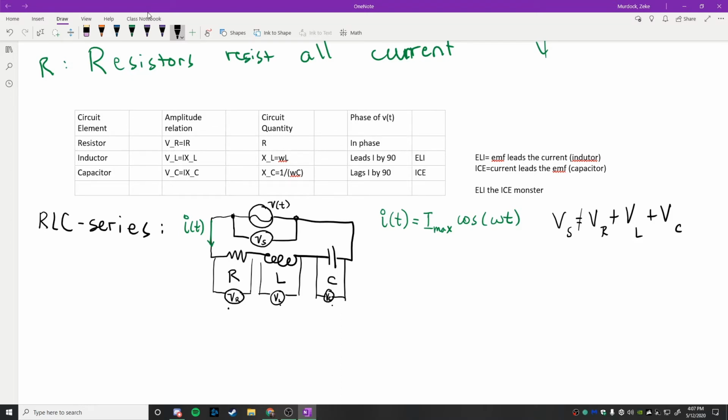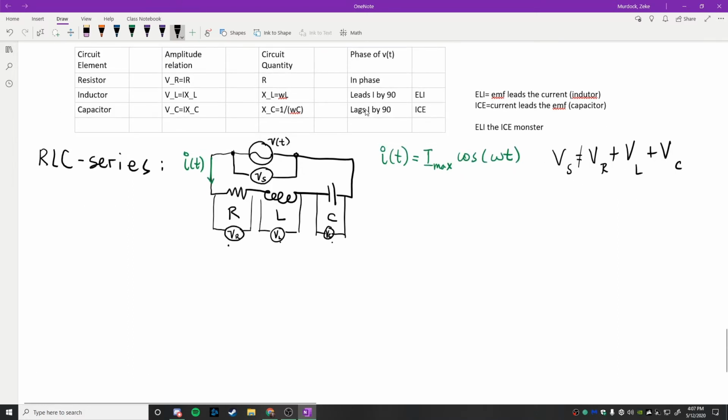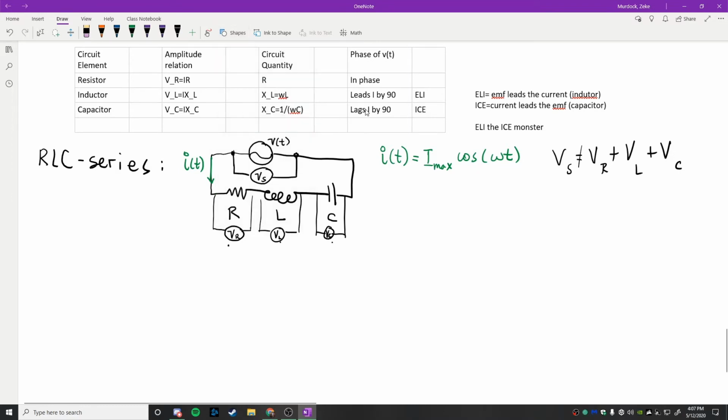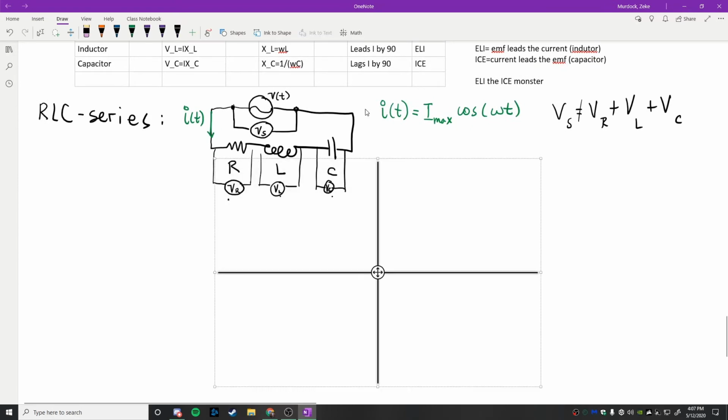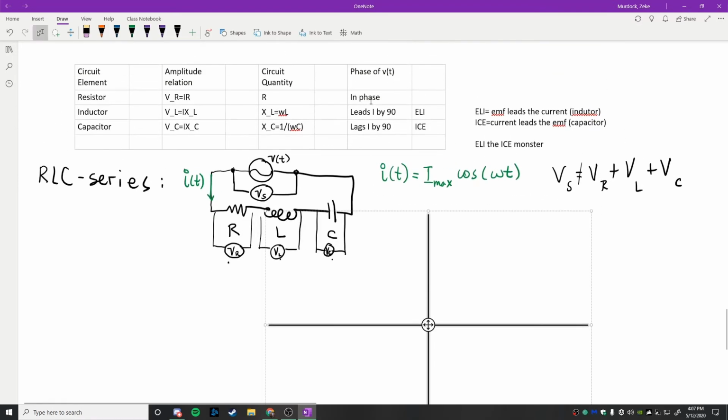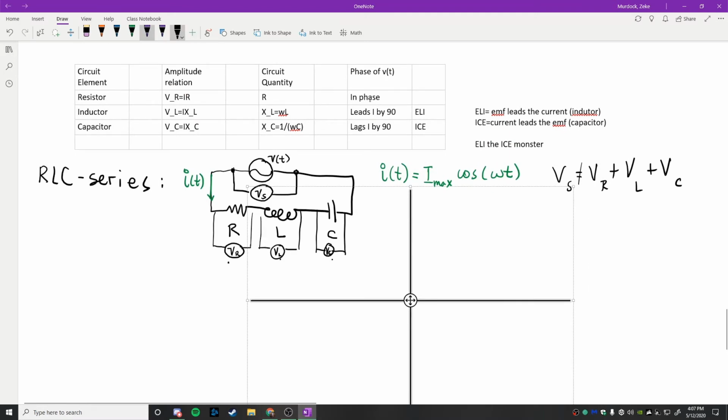Instead, what we have to do is use our phasor diagram to fully understand exactly how this is going to work. So let's draw our phasor diagram in here. And let's draw out each of our individual arrows. The first thing we're going to do is start off with an arrow to represent our current. And we'll use green for that one.